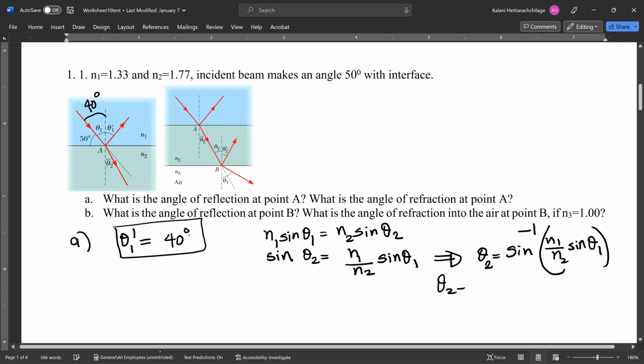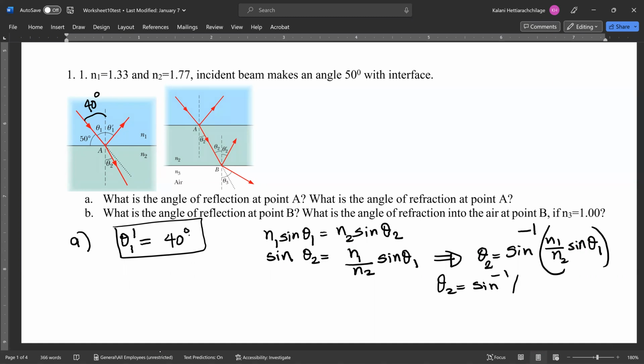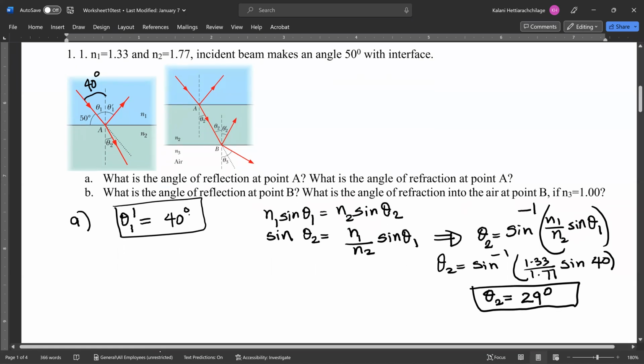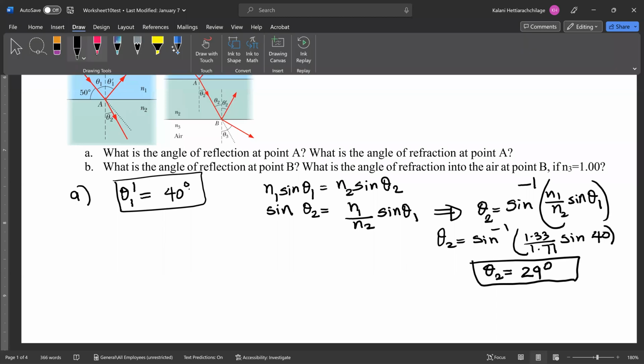Theta 2 is equal to sine inverse of N1 over N2, which is 1.33 divided by 1.77, times sine of 40 degrees. That gives you the theta 2 angle. What I know is, since your N2 is greater, it is bending towards the normal, that means theta 2 should be less than 40. Okay, what I get is 29 degrees. Okay, that is part A.